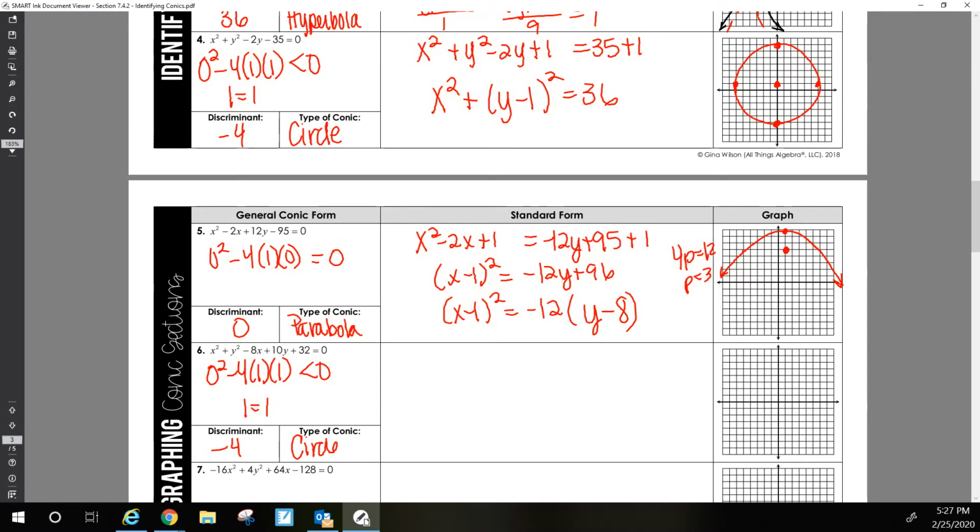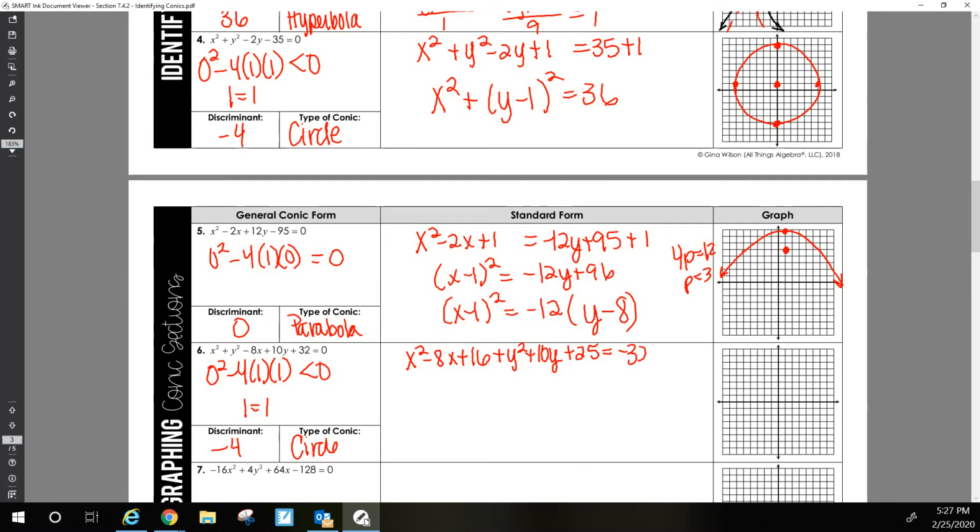All right, so we want to complete the square. We've got x squared minus 8x. Completing the square here, I've got negative 8 divided by 2 is negative 4. Squared is going to be 16 for that one. And then I've got y squared plus 10y. Let's go ahead and complete the square for that one. Half of 10 is 5. 5 squared is 25. Now we're going to boot this 32 to the other side.